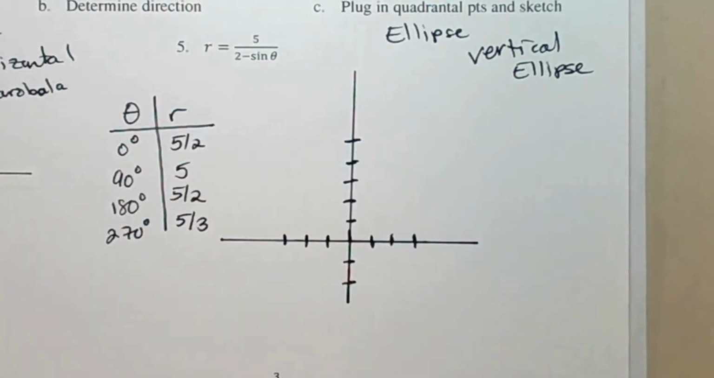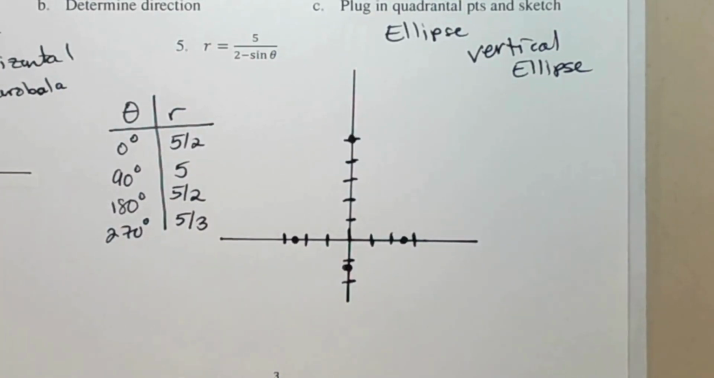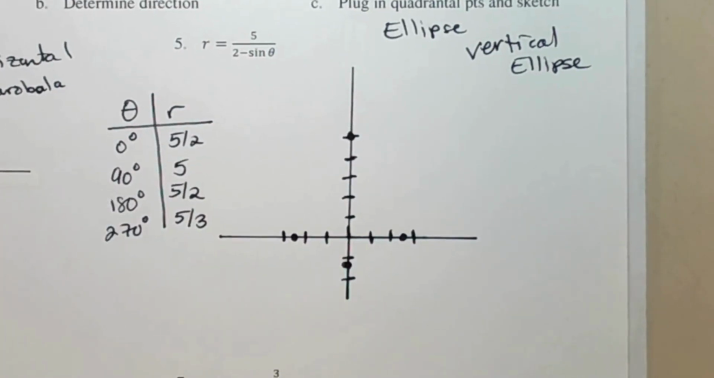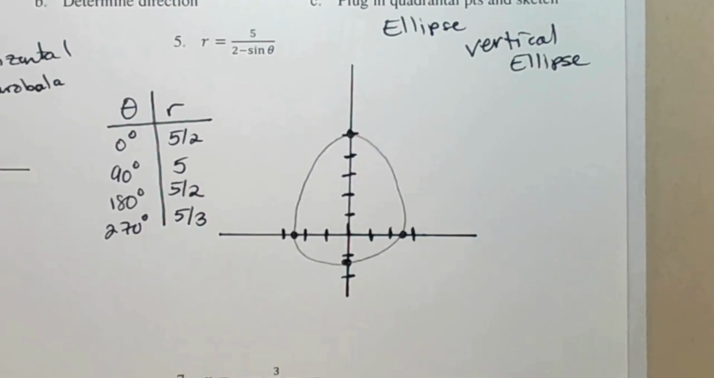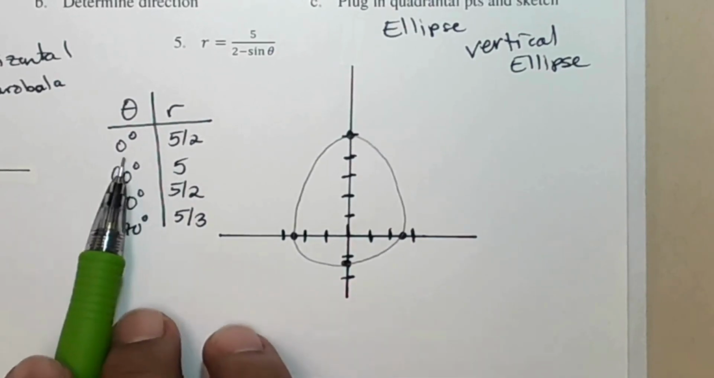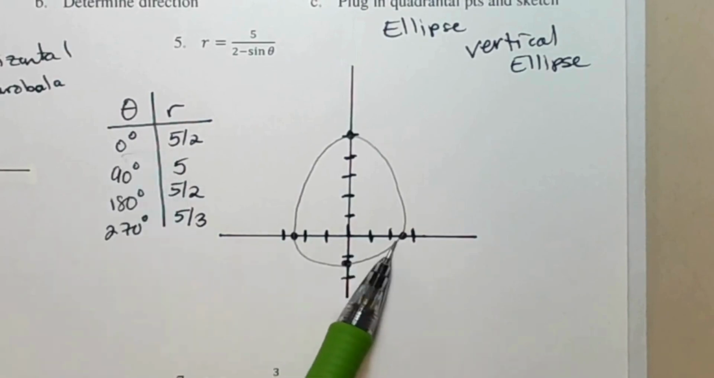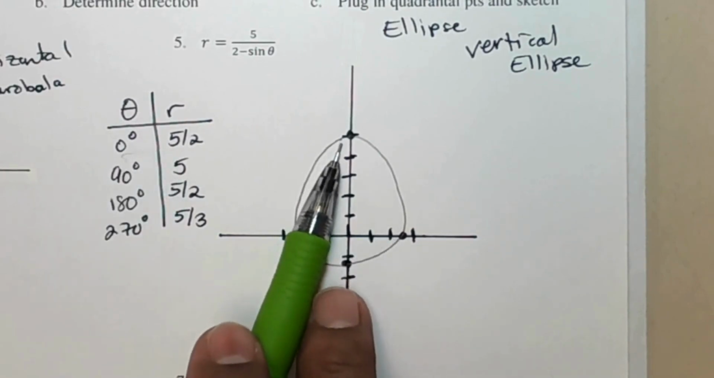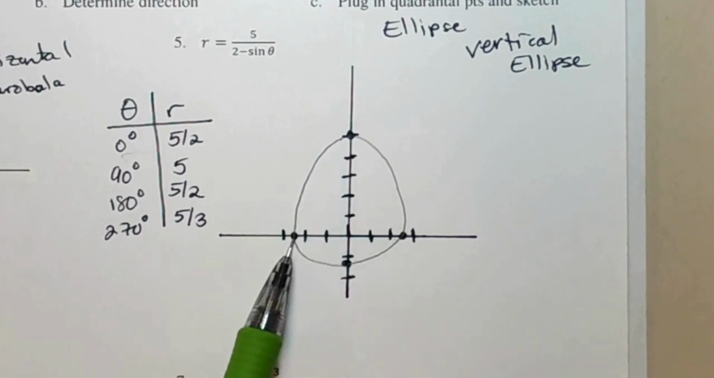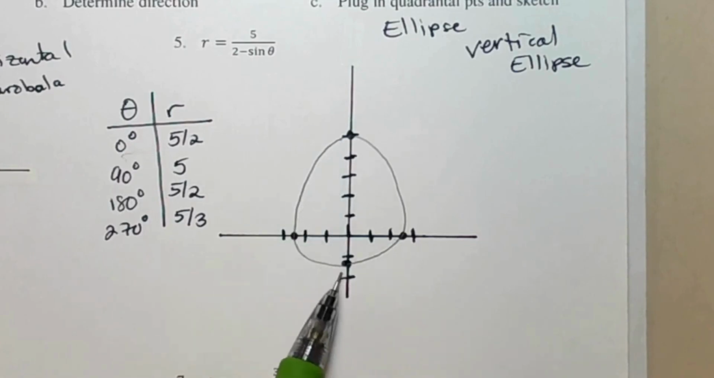So let's plot those points. So there are the points, and then we connect our dots. And there's our ellipse. So again, just remember that when you're plotting these quadrantals, 0 degrees, 5/2, 90, 5, 180, 5/2, and then 270, 5/3.